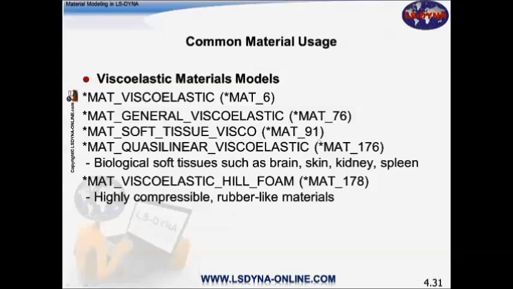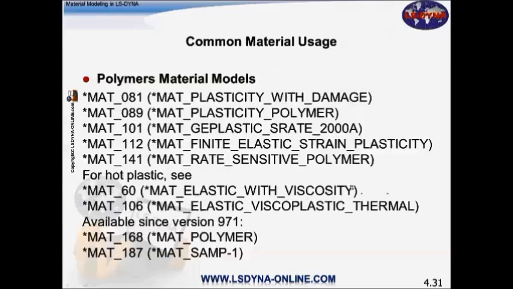Then for tissue, 91, quasi-linear 176, also for tissue like brain, skin, kidney, spine. And then there's the Hill foam, which is highly compressible, rubber-like. And there is orthotropic behavior in it, 178.